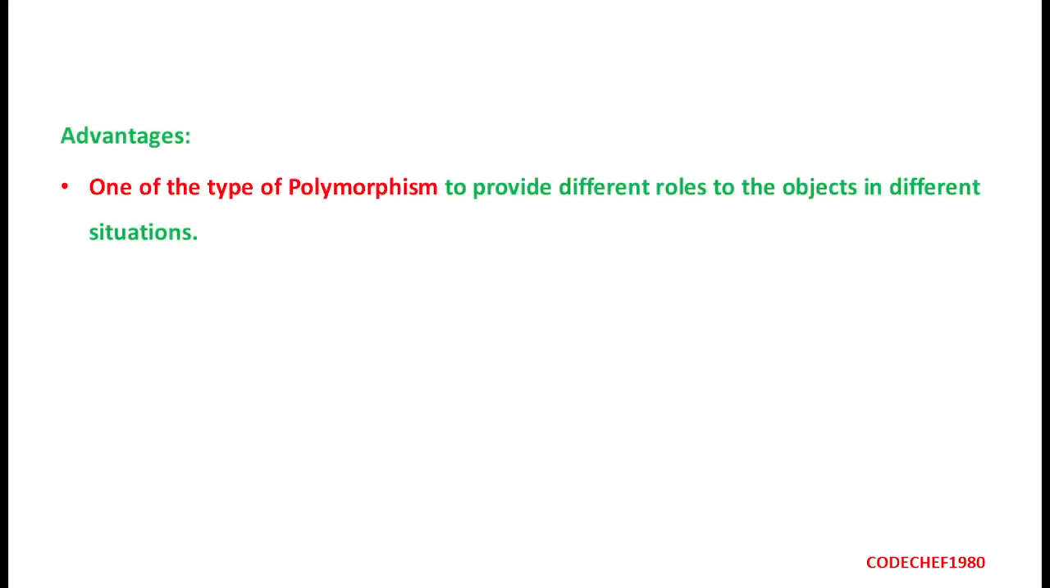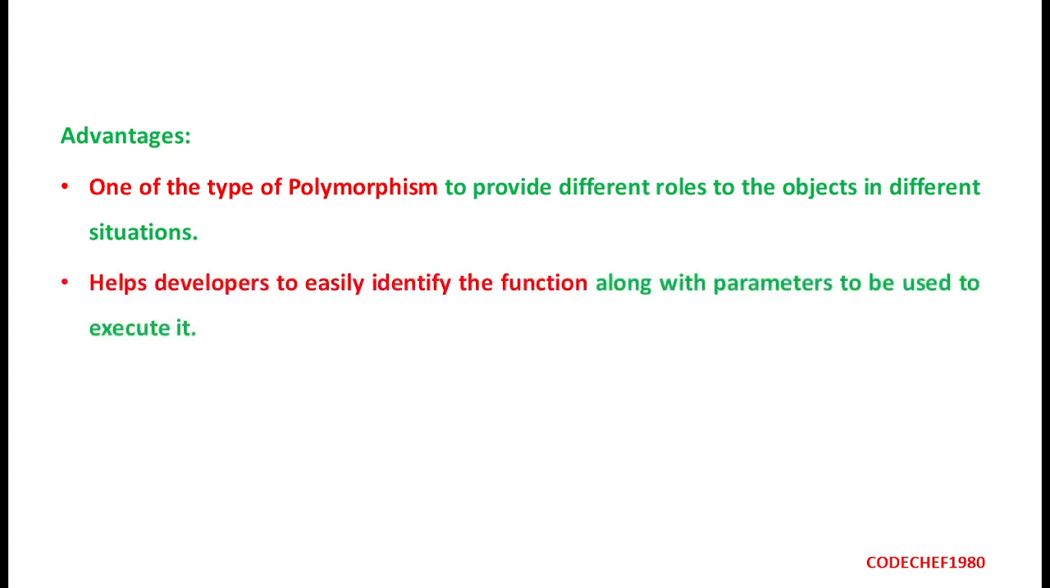Okay, right. So what about the advantages of using this function overloading? As I told you, it is one type of polymorphism, providing different roles to the objects. Then what is the exact use? Because it is okay implementing the polymorphism concept, but apart from that, what kind of benefits can we enjoy from that?